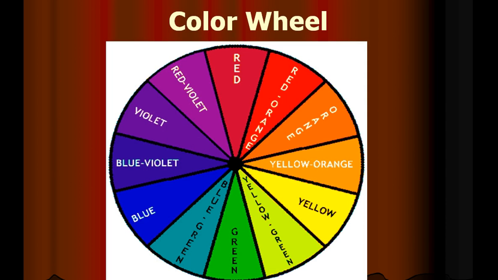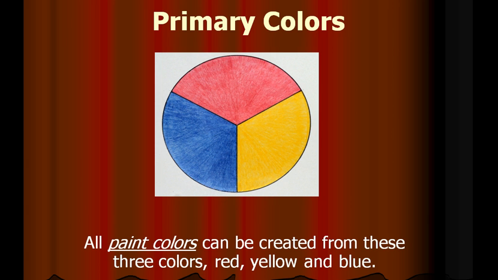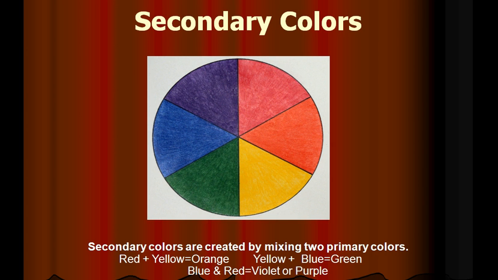Here's the color wheel. Color is a pigment and is used to draw attention to a particular part of an image. There are primary colors, red, yellow, and blue, secondary colors, green, orange, and purple, and tertiary colors, a combination of primary and secondary. Primary colors indicate all paint colors can be created from them, red, yellow, and blue.